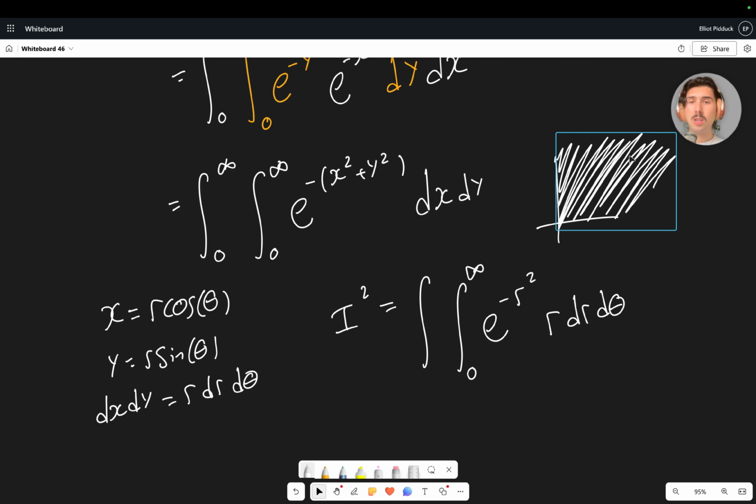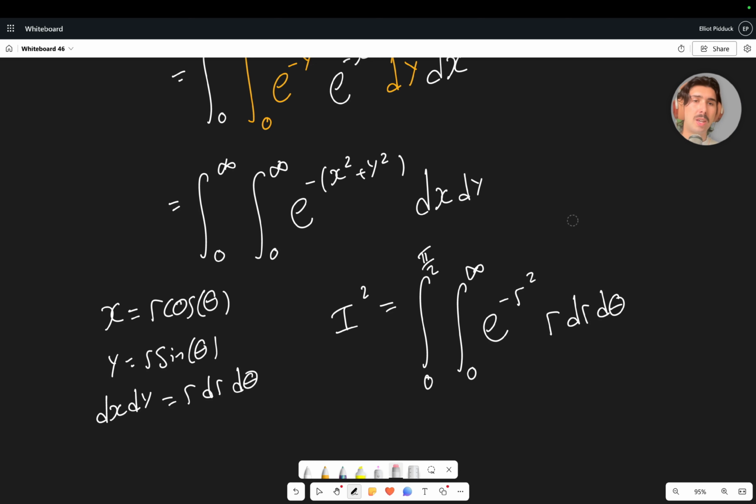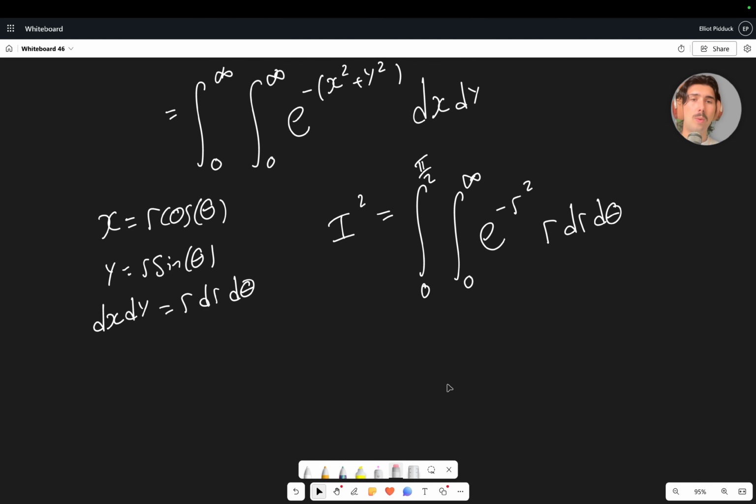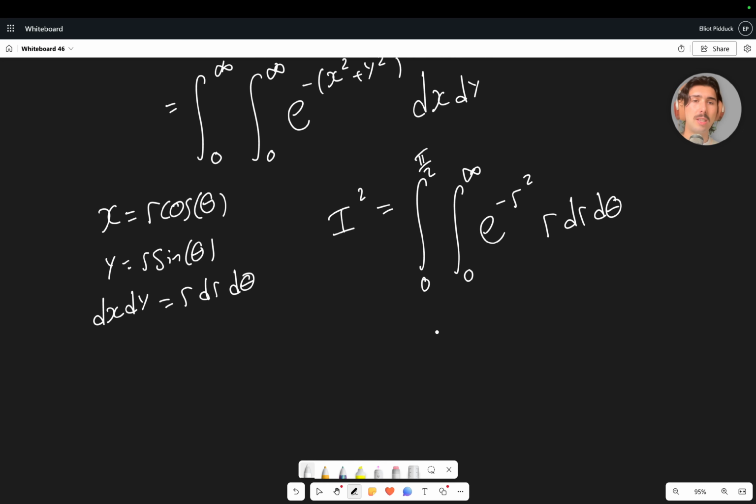Equally, theta is going to go from 0 to pi over 2, because that's 90 degrees. So it's going to go all the way in that top right quadrant as well. So those are our limits. And now you can see that we actually have a function that is integrable. We can actually integrate e to the minus r squared times r with respect to r. We absolutely can. So let's do that right now.